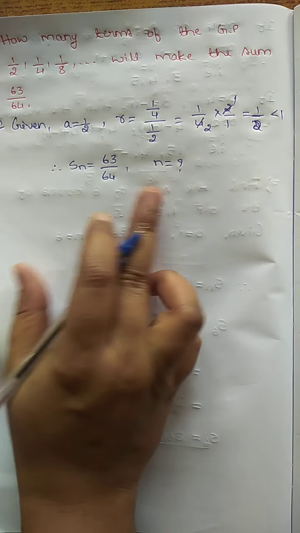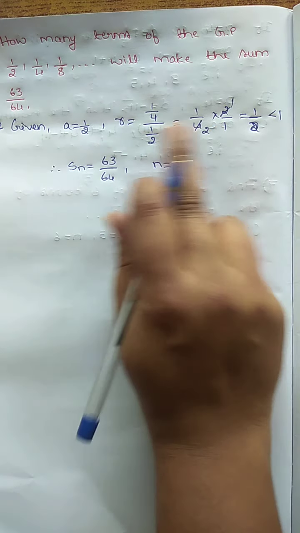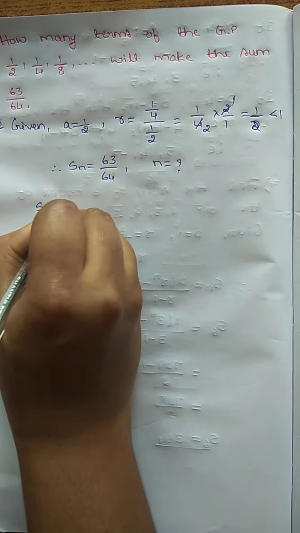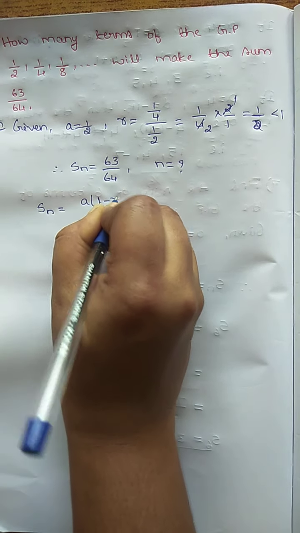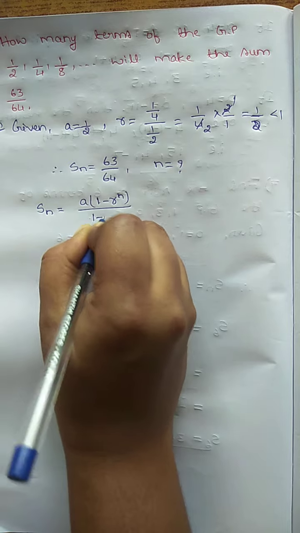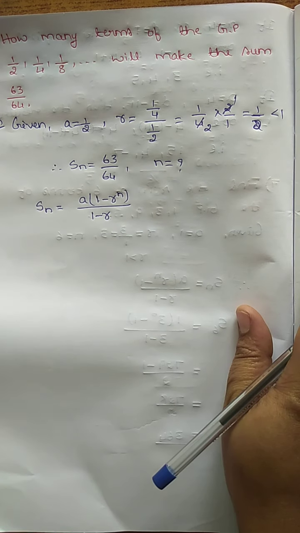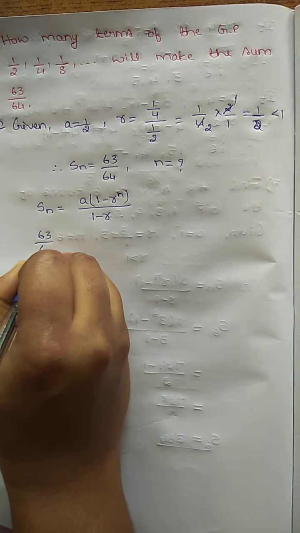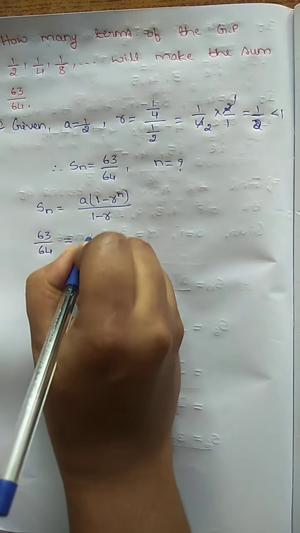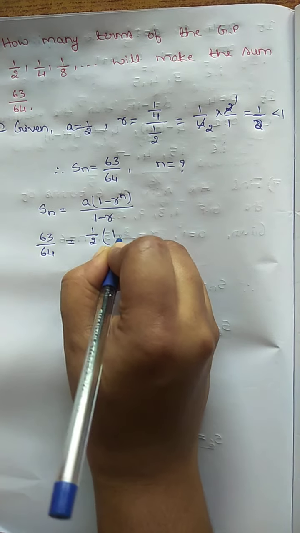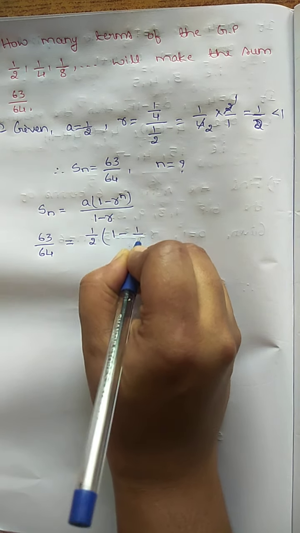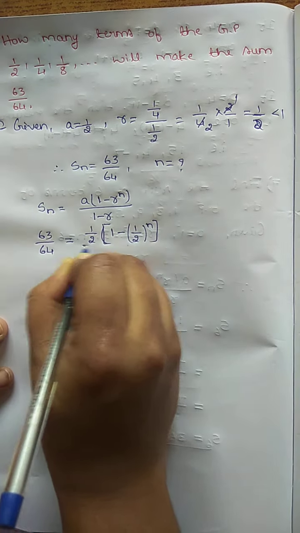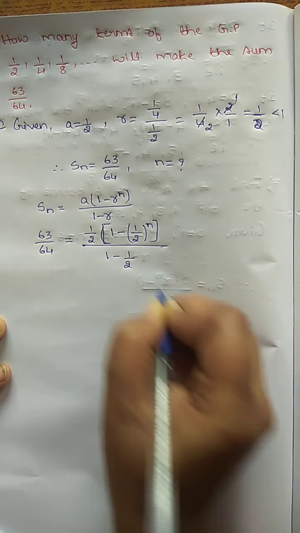Now, write down the formula for Sn when r is less than 1. The formula is Sn equals a into 1 minus r power n divided by 1 minus r. Now substitute all the values. Sn is 63 by 64 equals a value is 1 by 2 into 1 minus r power n, r is 1 by 2, whole power n, divided by 1 minus 1 by 2.